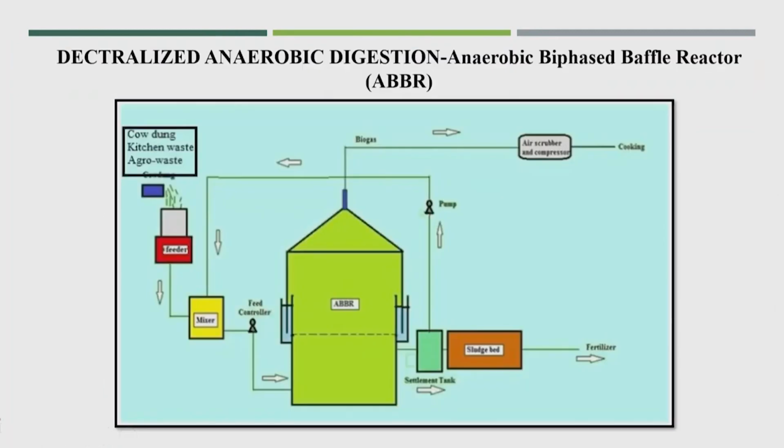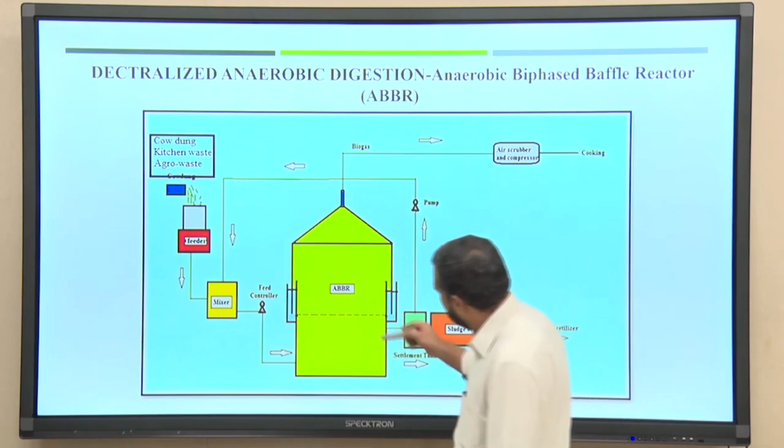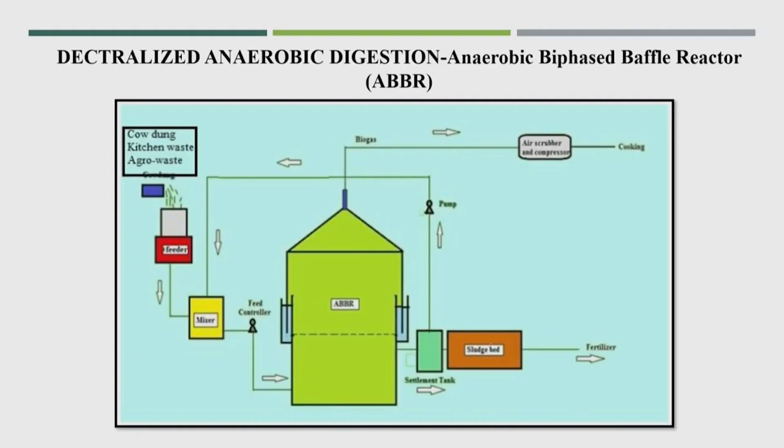And also, one design has come out from IIT Guwahati. They named it ABBR, anaerobic biphase baffled reactor. I think I should explain that, because this was a patented technology. You see, in the Deenbandhu model there was one partition, but in this case different baffles have been added into the first phase of the reactor, and some changes have been made by the addition of different baffles in the reactor.